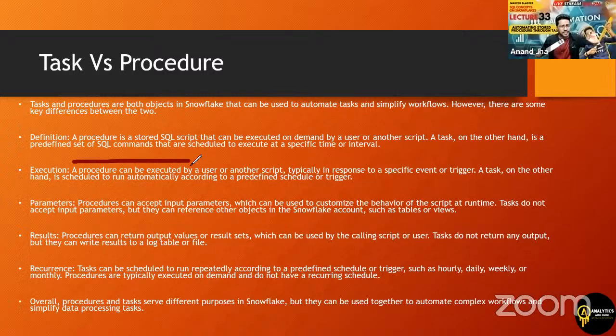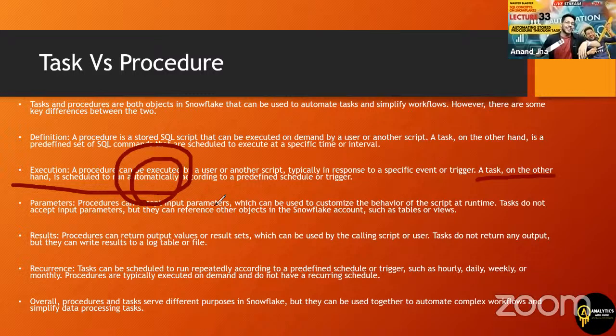So a procedure can be executed by a user or another script, typically in response to a specific event or trigger. If any employee is leaving the company and I want to delete the records, which we have seen in the previous lecture videos, I can do that using a stored procedure. A task, on the other hand, is scheduled to run automatically according to a predefined schedule or trigger. We're going to see this live in today's class.